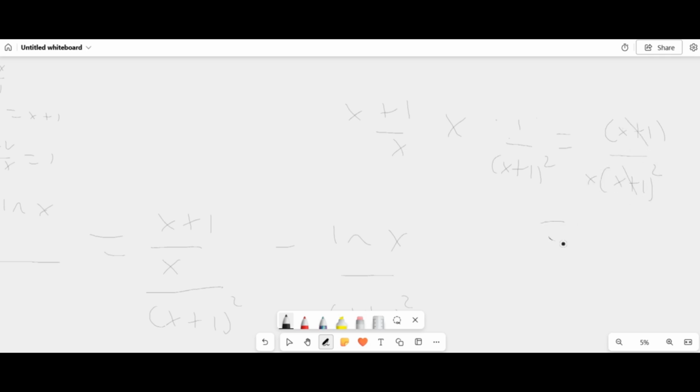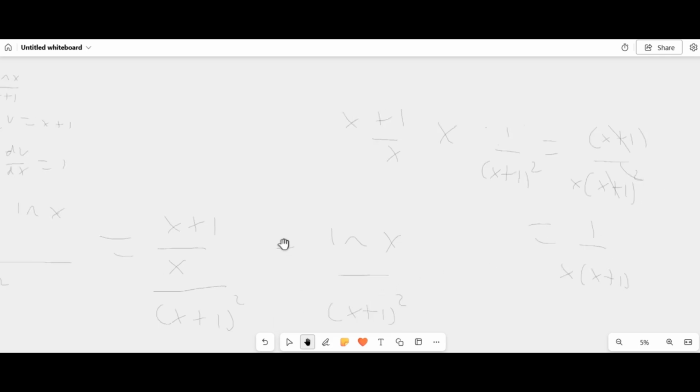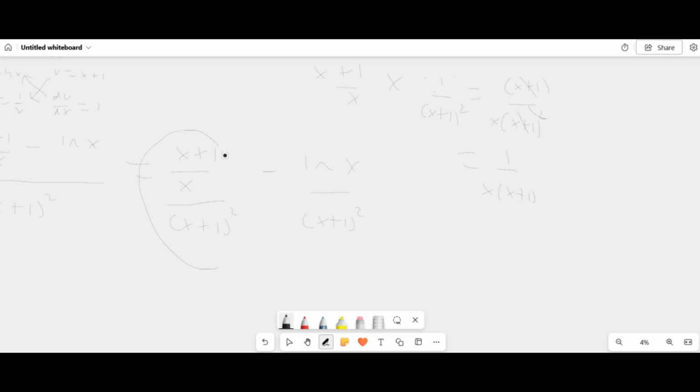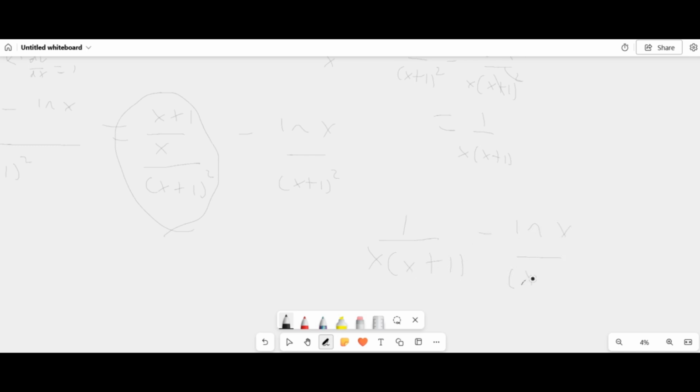Obviously that cancels with that. So you just get 1 over x open bracket x plus 1, because you've got squared here. I shouldn't cancel that, I should just go with that. So what I was trying to prove here is that this thing simplifies into that. So we get 1 over x open bracket x plus 1, minus ln x over x plus 1 squared.